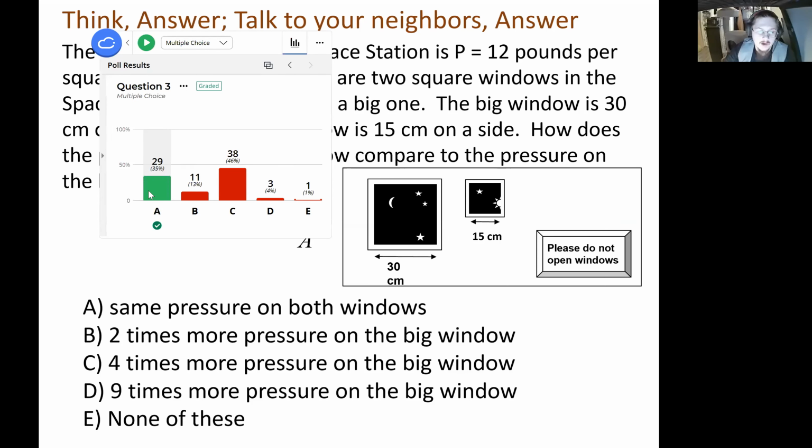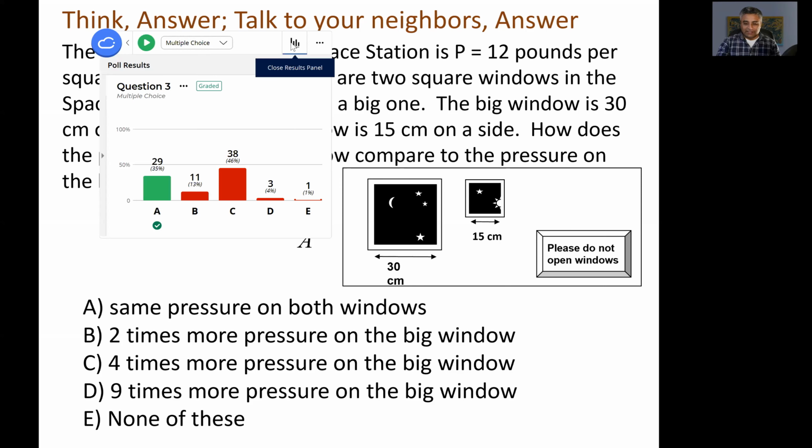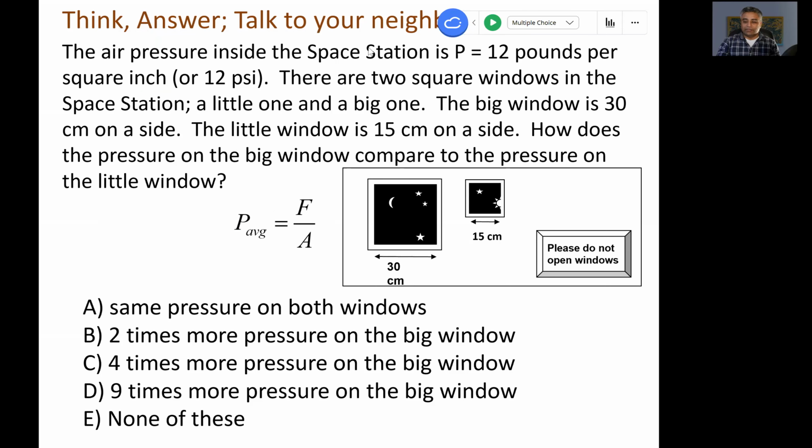Oh, no. I picked C. I was trying to argue for A. No, I actually picked C, but I was arguing for A because I thought it was wrong. So I tried to work my way through it. Okay. So hopefully this discussion helped them. It did.